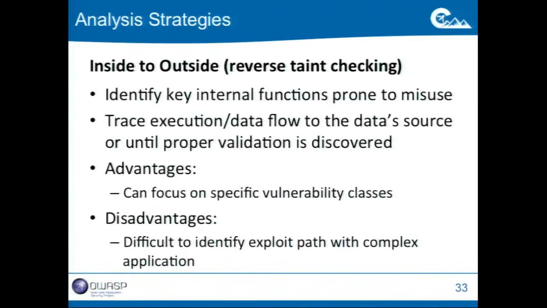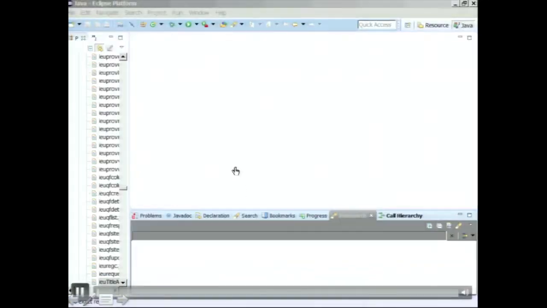One advantage is that you can focus on very specific types of vulnerabilities. So if you're looking at all of the calls to a JDBC handle, that's a very thorough way of checking for SQL injection. But on the other hand, like we saw in the last example, it can be very difficult to actually discover how the vulnerability should be exploited.